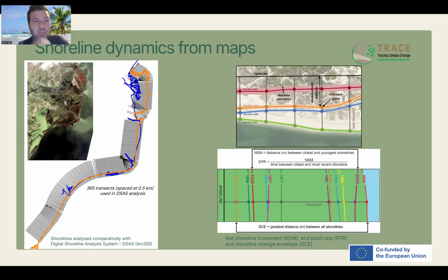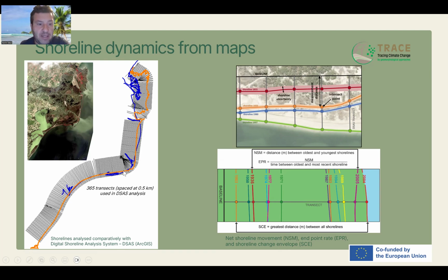But the most used tool in order to do this is the Digital Shoreline Analysis System, DSAS, which works in ArcGIS. And you can see here an example with 365 transects spaced at half a kilometer for the whole Danube Delta coast. And basically on each of these transects intersecting different shorelines, you can obtain the dynamics, and I will show you immediately some results.